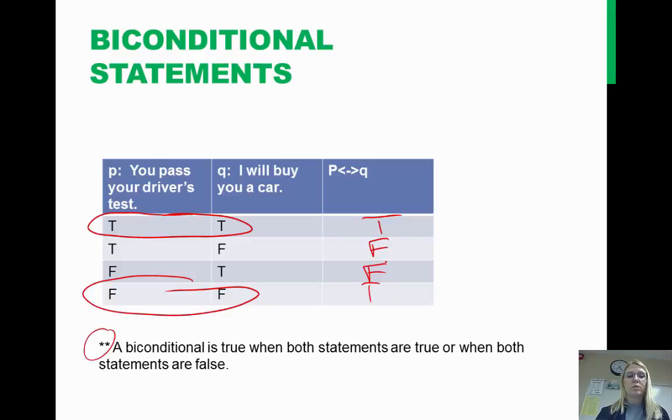Okay? So let's review for a second. Conjunction: you're looking for two truths to make a true. Disjunction, that's the or statement: you're looking for two falses to make a false. An if-then statement: you're looking for first a true, then a false to make a false. And then the last one is the biconditional, the if and only if: you're looking for either two truths or two falses to make a true.